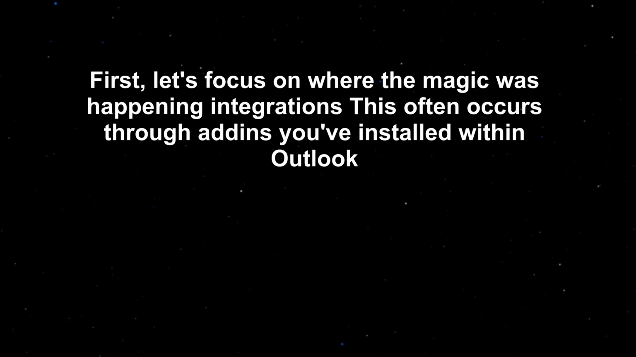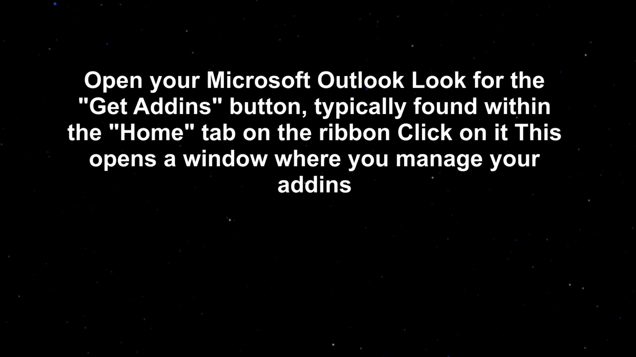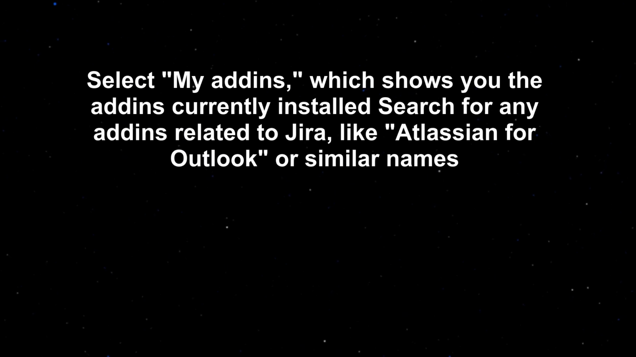This often occurs through Addins you've installed within Outlook. Open your Microsoft Outlook, look for the Get Addins button, typically found within the Home tab on the ribbon. Click on it. This opens a window where you manage your Addins. Select My Addins, which shows you the Addins currently installed. Search for any Addins related to Jira, like Atlassian for Outlook or similar names.